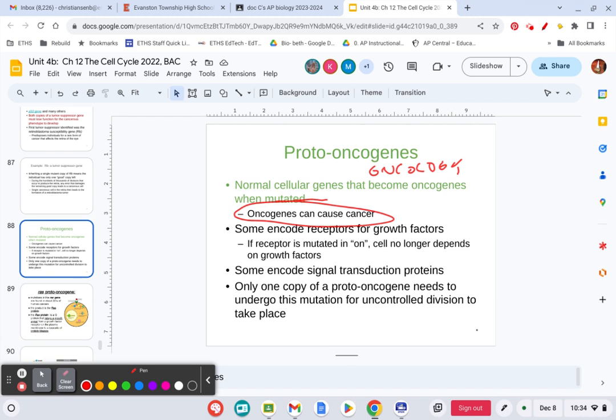Some of them code for signal transduction proteins. And these can be a little more devastating because you only need one copy of a proto-oncogene to be mutated in order for that uncontrolled division to take place. Anywhere, yeah.